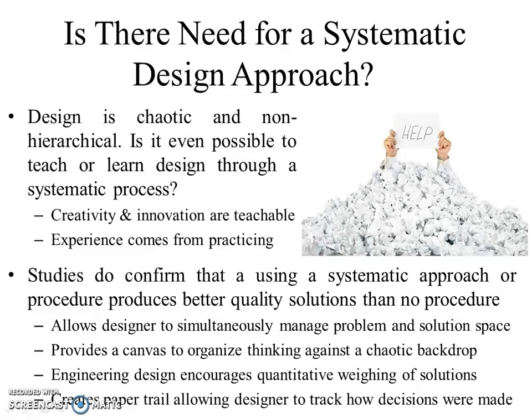So four things. The first is that a systematic process allows the designer to simultaneously manage the problem space and the solution space. As we saw before with a synthetic type approach that a designer would use, you're changing both the solution and the problem essentially on the fly as the design process evolves. And so being able to manage that helps you to avoid this situation where you're essentially buried under a mountain of bad ideas.